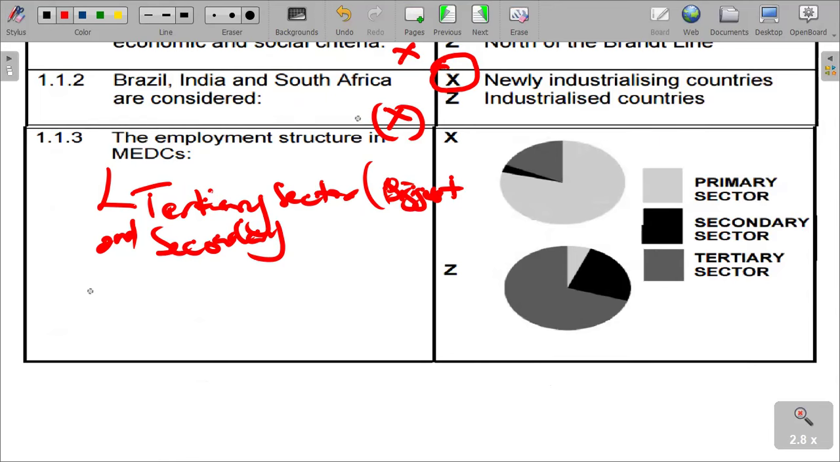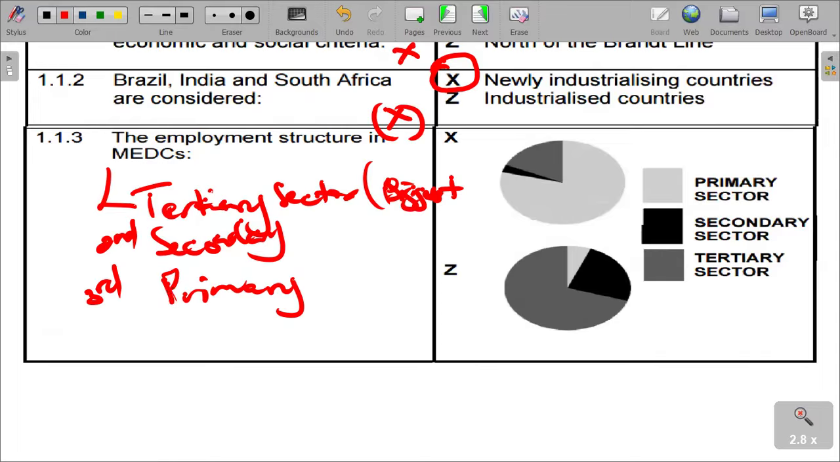and then we have the third, or the last, which is the primary sector. The primary sector tends to have the lowest number of people working in it.